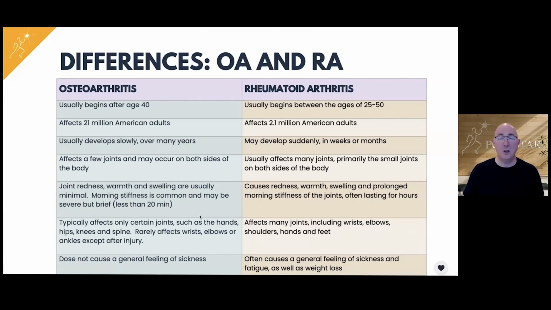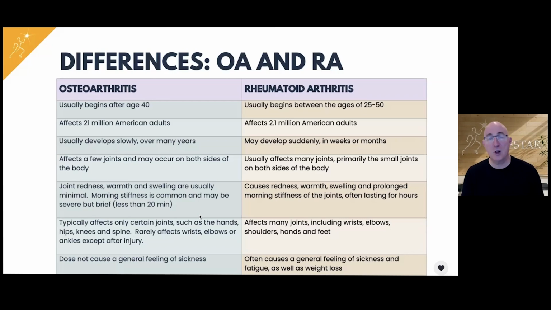2.1 million. So 1 in 10, 1 in 100, something like that, might have rheumatoid arthritis. 1 in 100, I think it is. So the osteoarthritis affects 21 million Americans. So 10%, that's what it is. 10% of Americans have osteoarthritis. 1% of Americans have rheumatoid arthritis. And if we were to x-ray everybody, we would see that instead of 1 in 10, it's probably 5 in 10 adults over the age of 40.